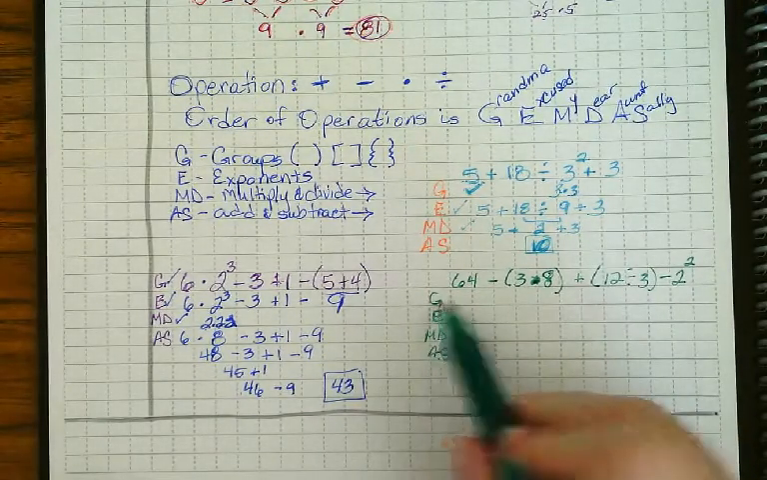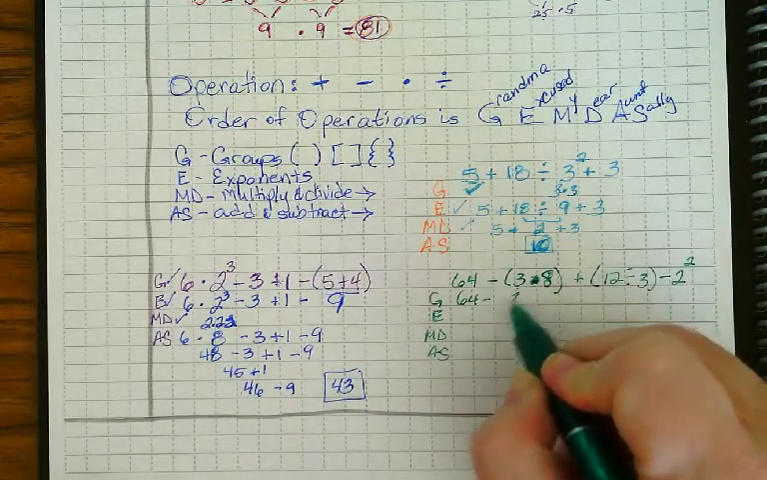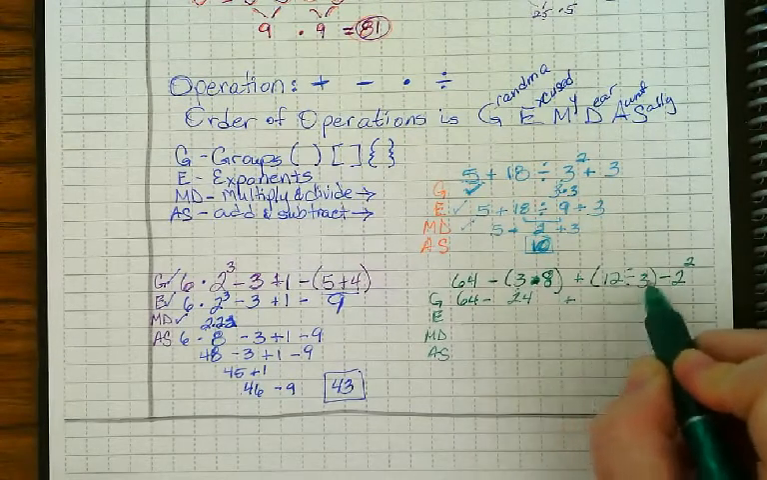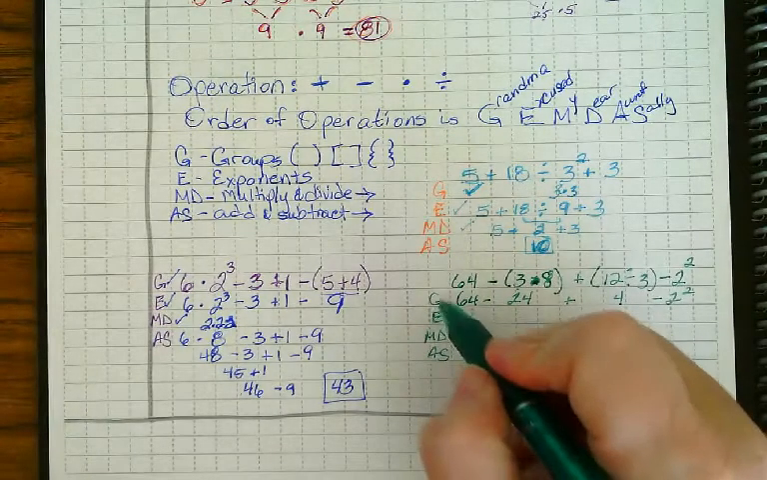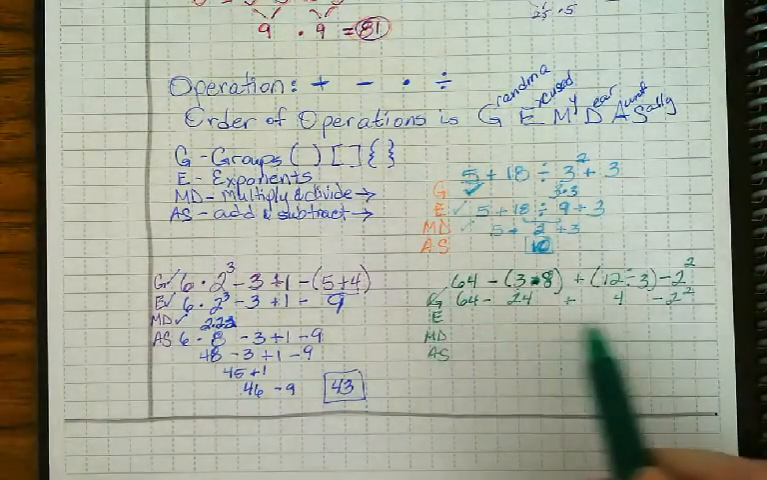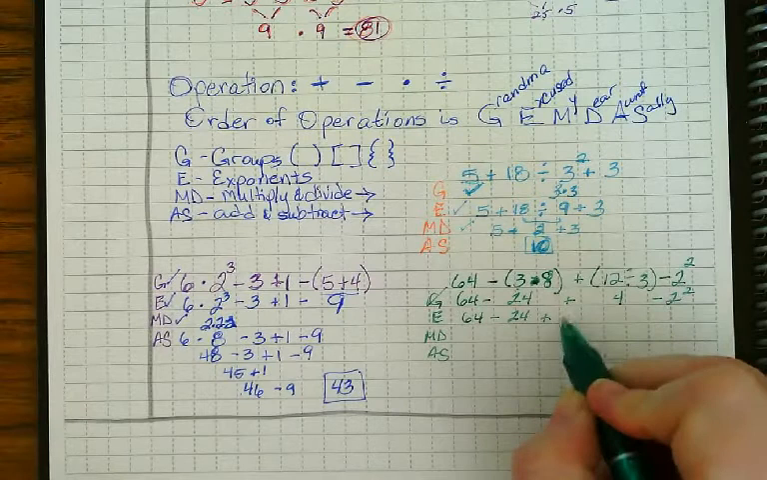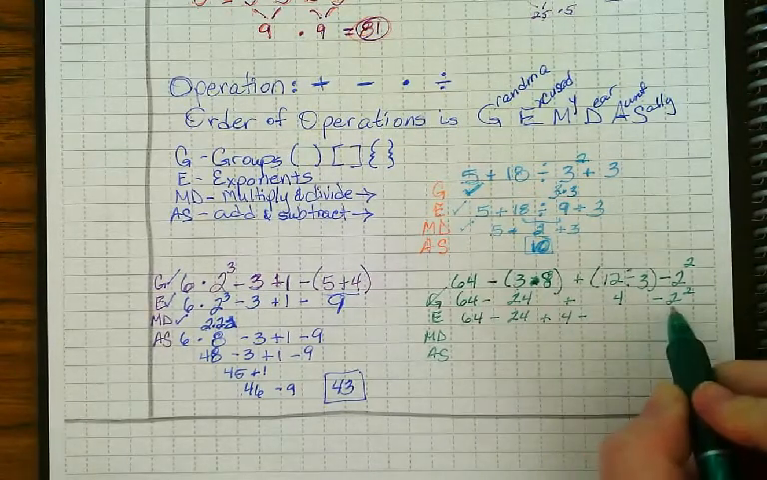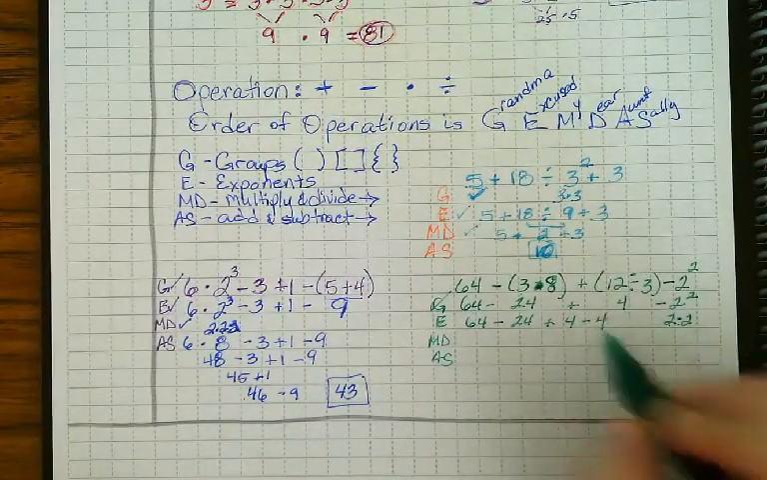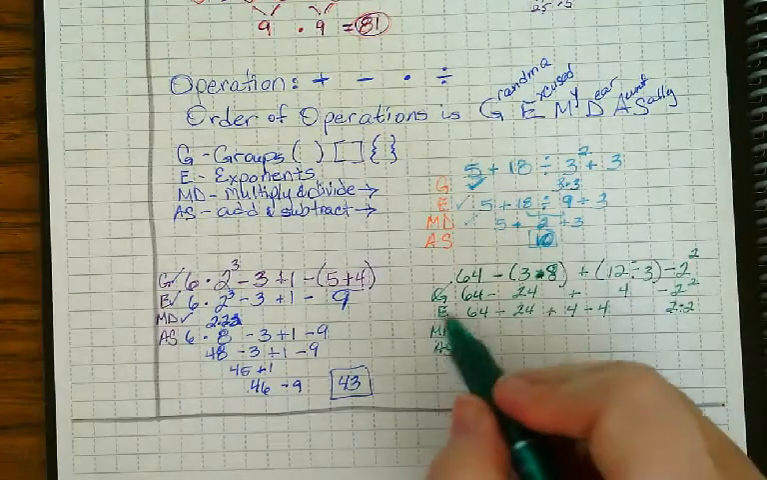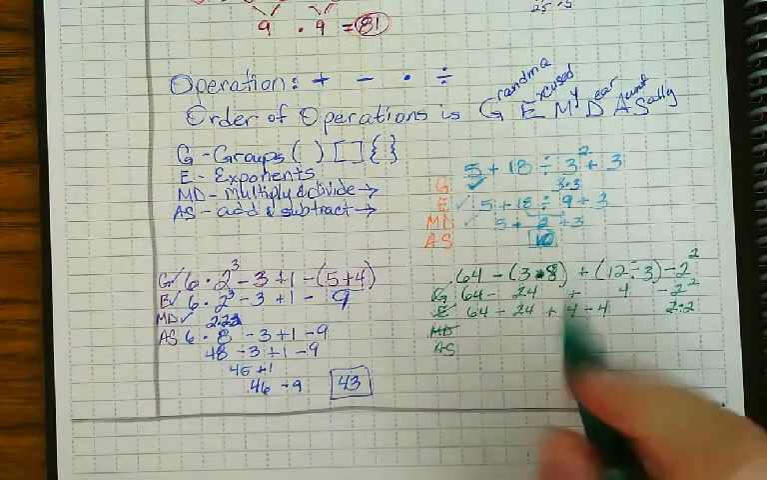All right, groups. Oh, I got 2 groups this time. So 64 minus, I've got 3 times 8 is 24, plus 12 divided by 3 is 4, minus 2 squared. All right, G is done. Now my exponents. I do have exponents. It's all about the base, so count them. 2 times 2 is 4. Check. Multiply, divide. I don't have any. So now all we do is add and subtract.